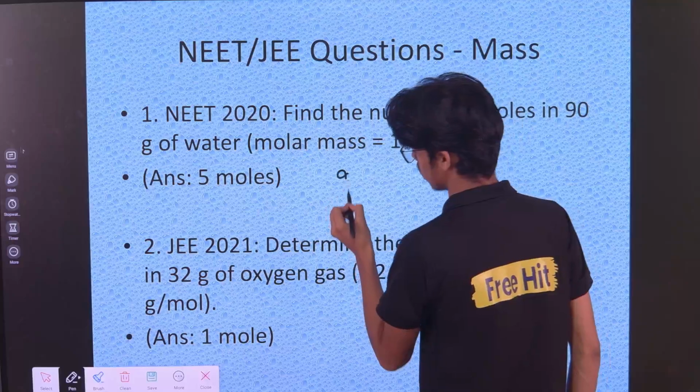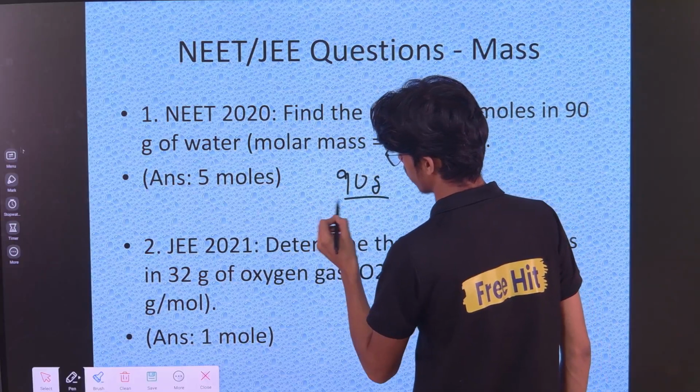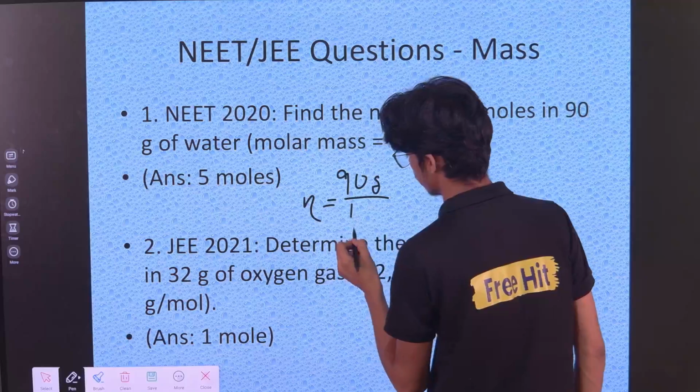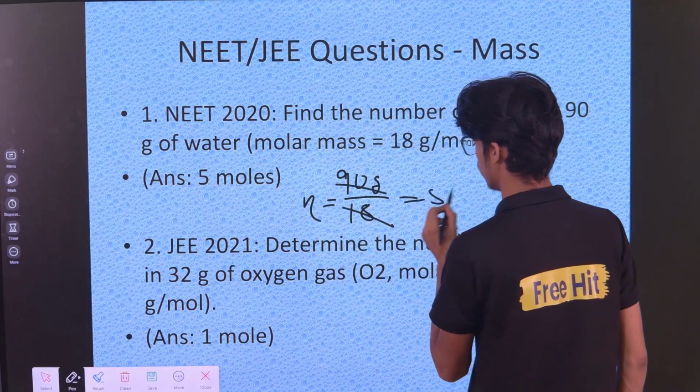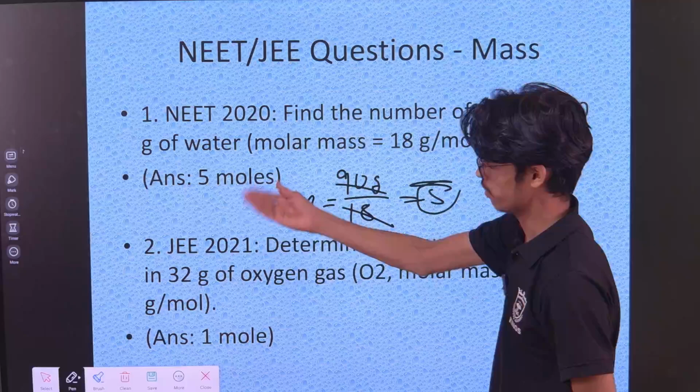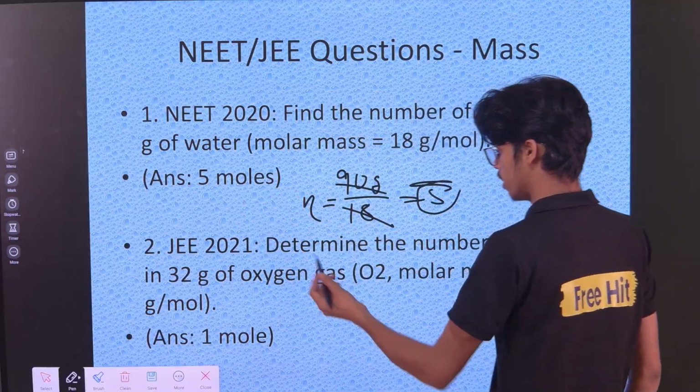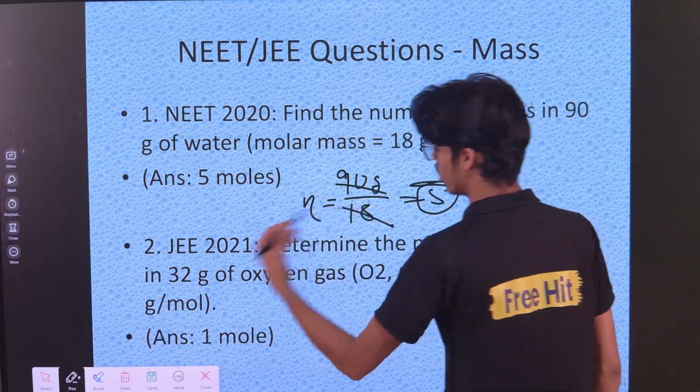So given mass, the formula is 90 gram. Okay. Given mass upon molar mass is what? 18. Cancel. 5 moles. Simple, right? Determine the number of moles in 32 gram of oxygen.